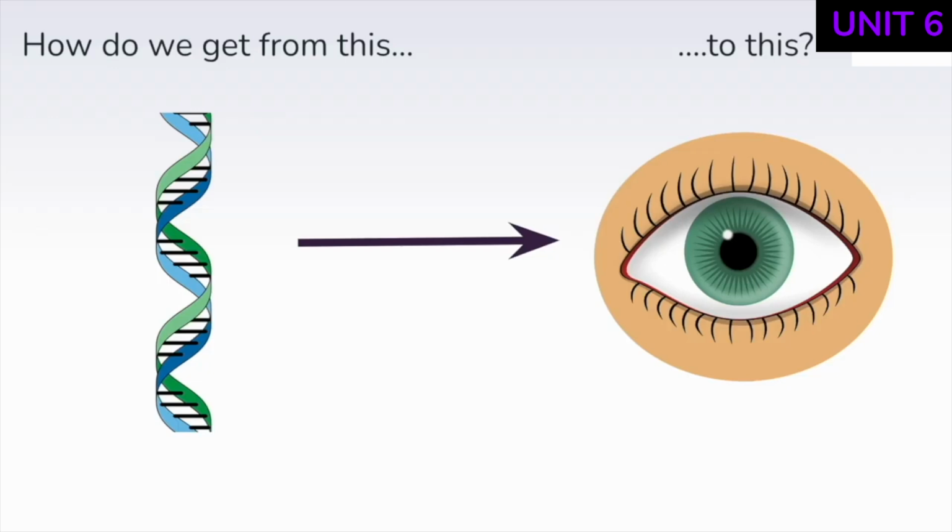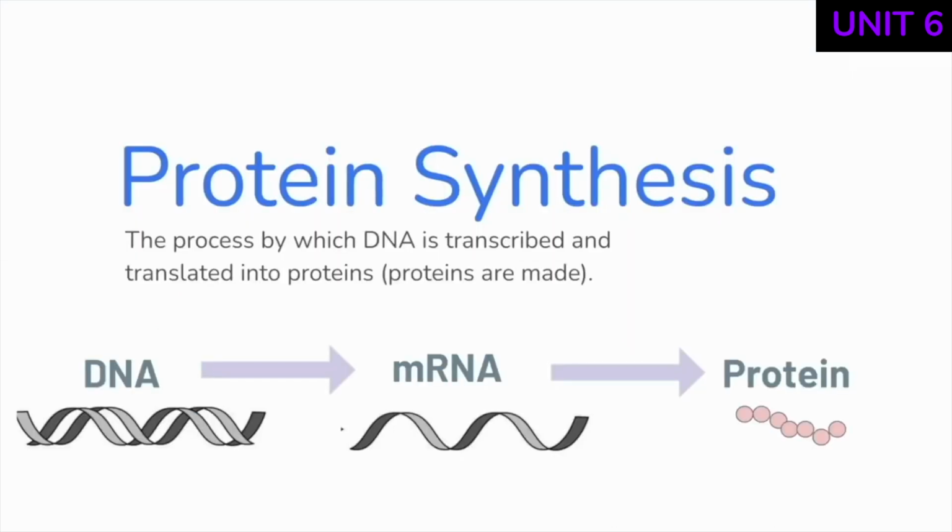We say DNA gives us our traits. So how do we get from a strand of DNA all the way to an actual trait, like the color of our eyes? Well, it all depends on proteins. And so protein synthesis is the process of how the message of DNA is transcribed and then translated into proteins. So synthesis just means making. So if you're trying to remember what protein synthesis is, just think about how we get proteins, how we make proteins from DNA. Let's see how this works.